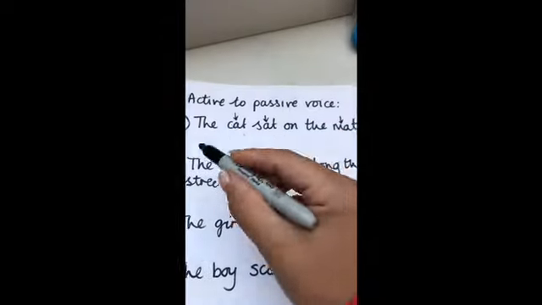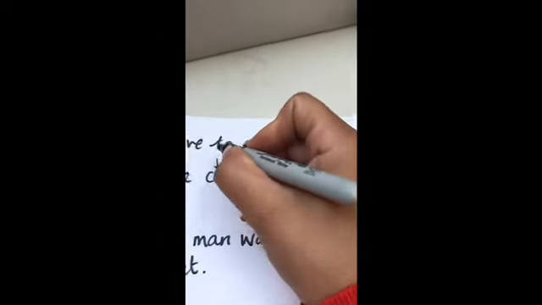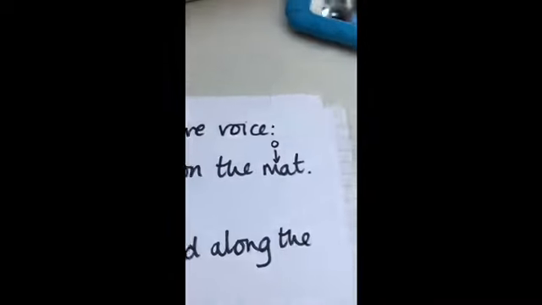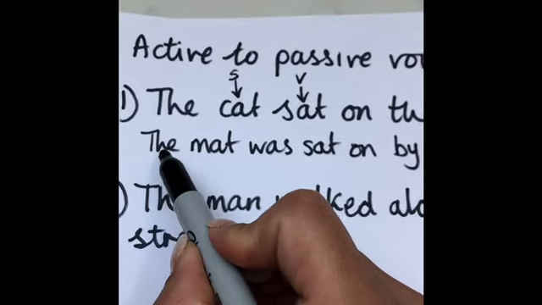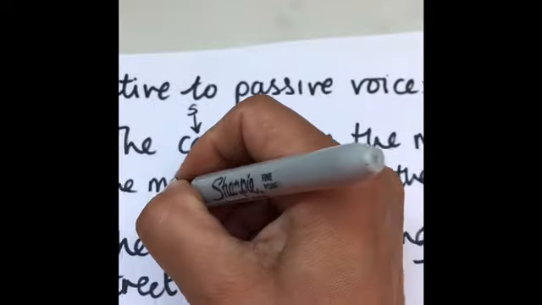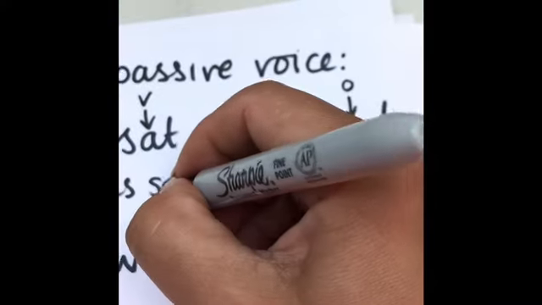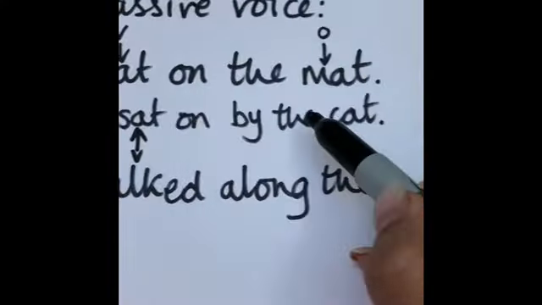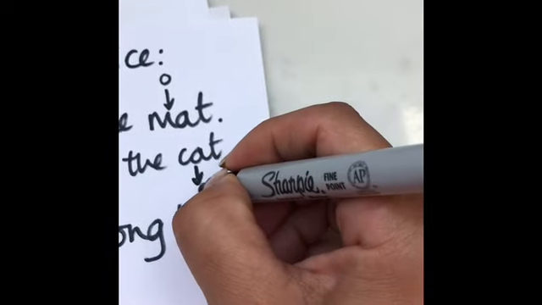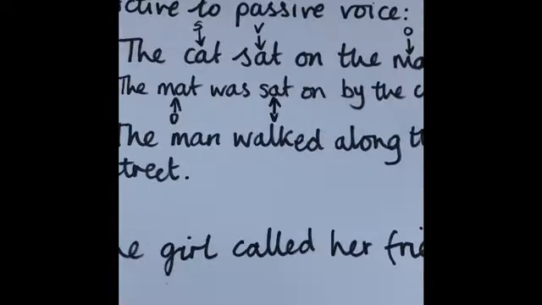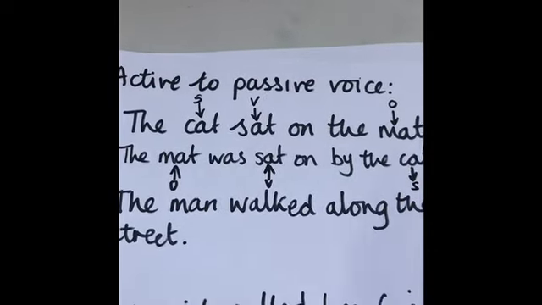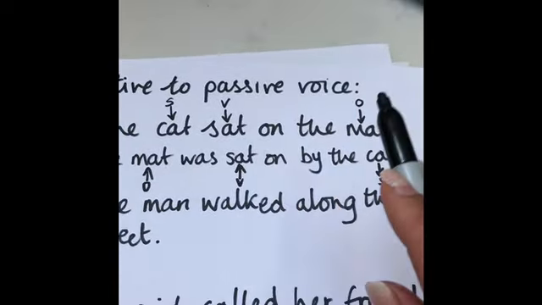On question 1, the cat sat on the mat. You should have recognised that the cat is the subject, that sat is what the cat did, the action the cat did is sat, and the mat is the object. The sentence for this is the mat, so this is the object, was sat on, verb, by the cat, subject. So the cat sat on the mat becomes the mat was sat on by the cat.